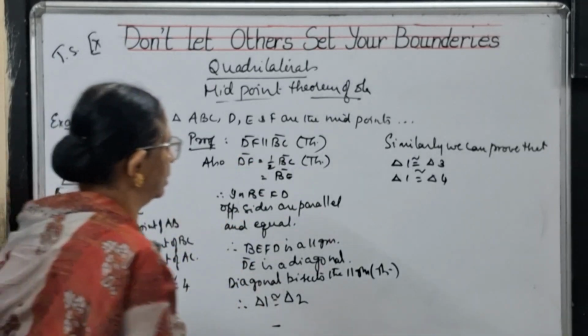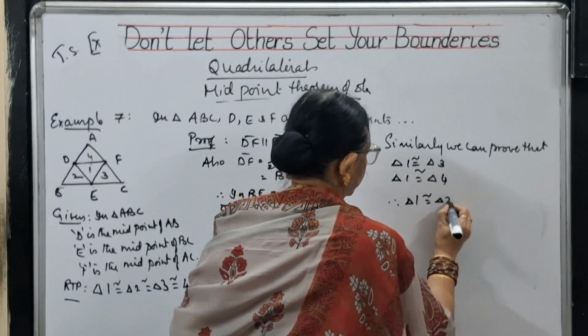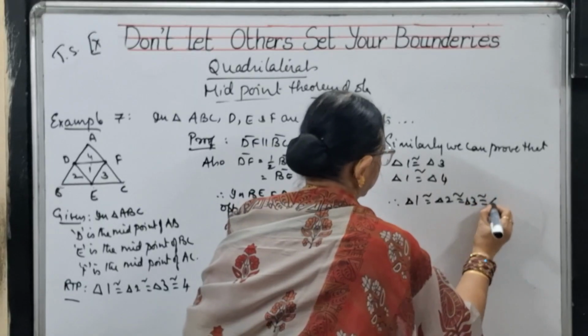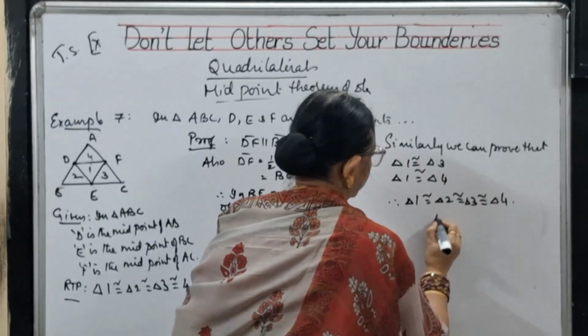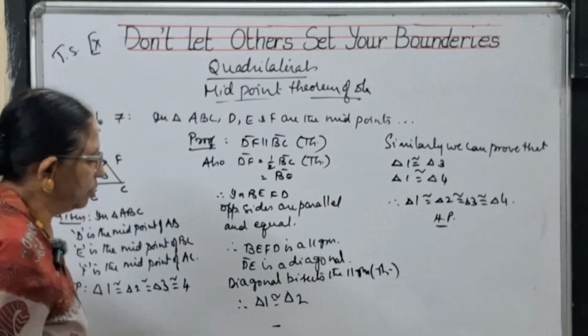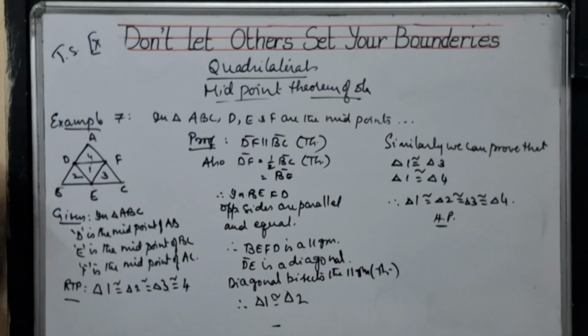So we can say that triangle 1 is congruent to triangle 2, is congruent to triangle 3, is congruent to triangle 4. This is the proof that we have done for this problem, children. An important one it is, children, an essay type question.